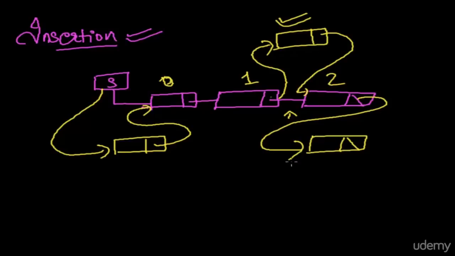Firstly, we will code this function, meaning insertion at the end, and then we will also modify our create function so that in one shot we can create multiple nodes using this function, meaning insertion at end. Let's code it.